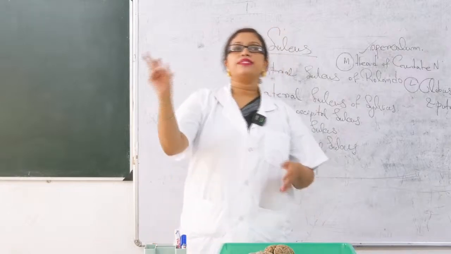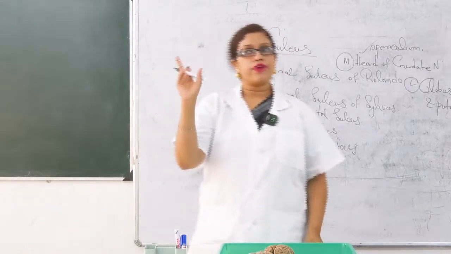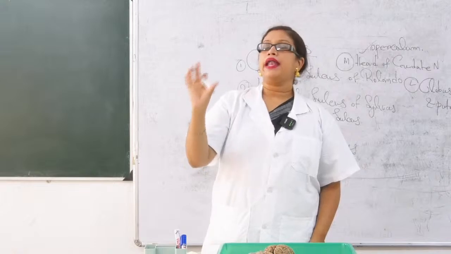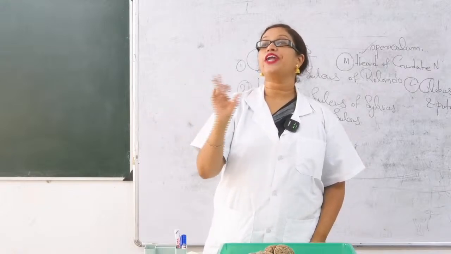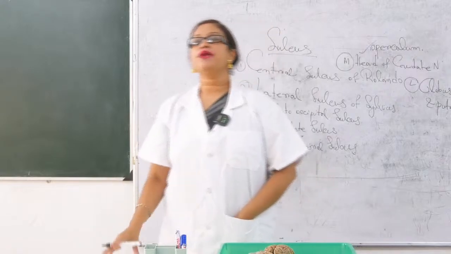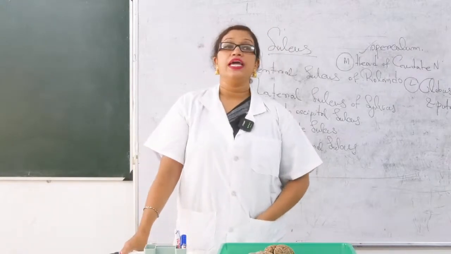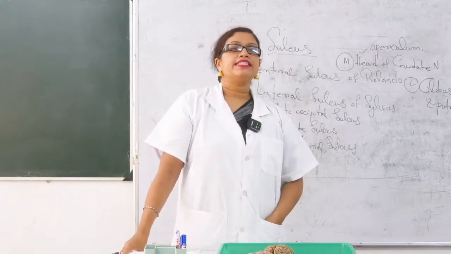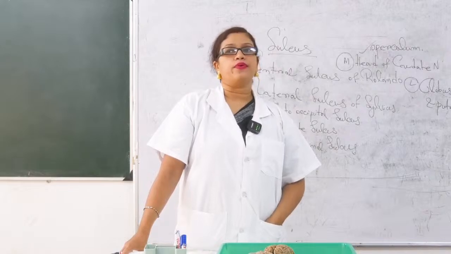Understood? So capacity of CSF is 1500 ml. Understood? And how much it is secreted? That is 0.5 liter. বোঝা গেছে? 0.5 liter কোথা থেকে বের হচ্ছে? From the choroid plexus. Each day that much CSF is formed. Understood?